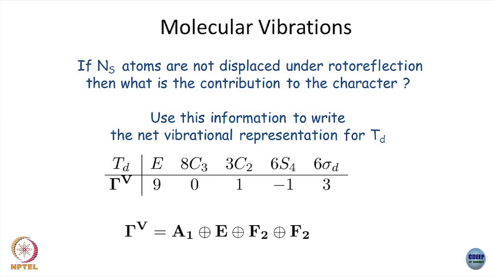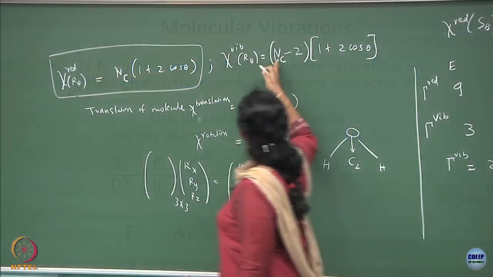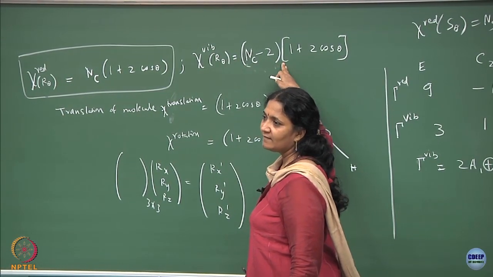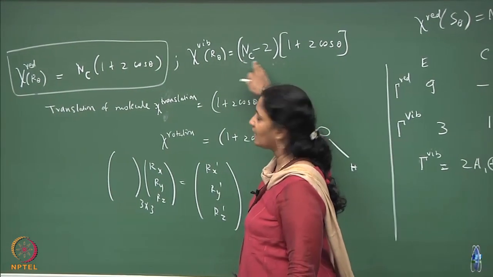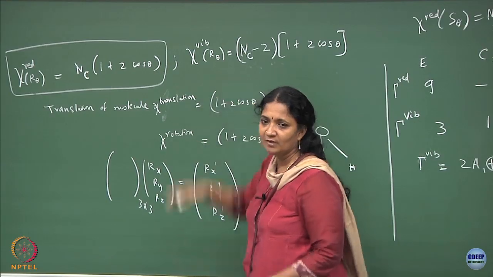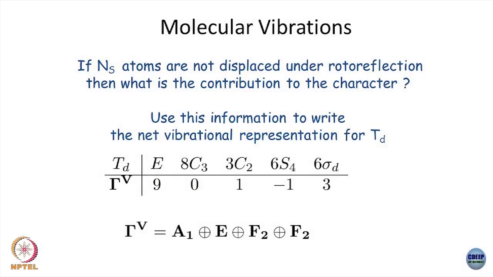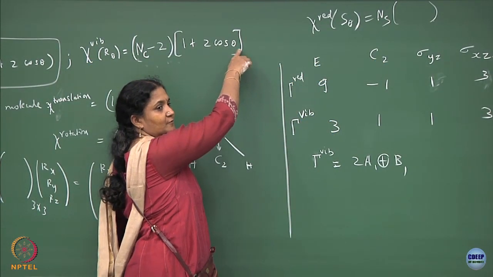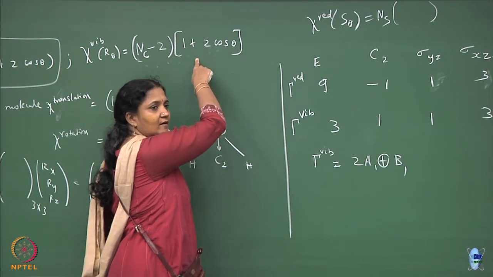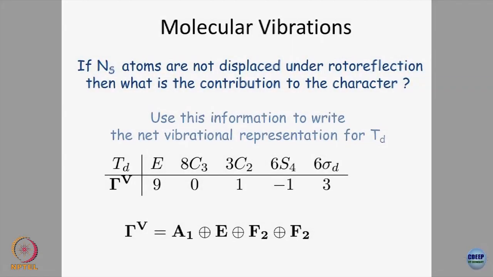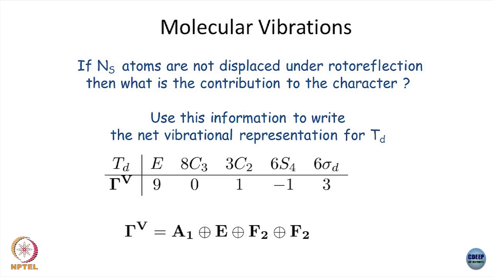So, the identity element has to be 9, which is true here. You can see that the NC minus 2 will be 5 minus 2, which is 3, 3 into 3 is 9 for theta equal to 0. Okay. So, that is why the identity element is 9. Rotation by 120 degrees, cos theta will be half, minus half. So, this gives you a minus 1 and a plus 1, this will become 0. Is that clear? Are you all with me? So, that is why the character when you consider the C3 operation turns out to be 0.